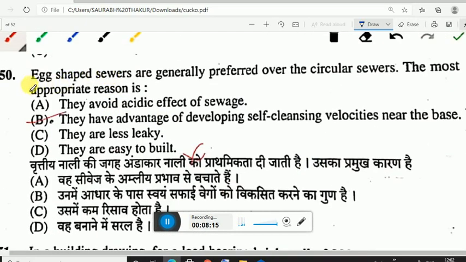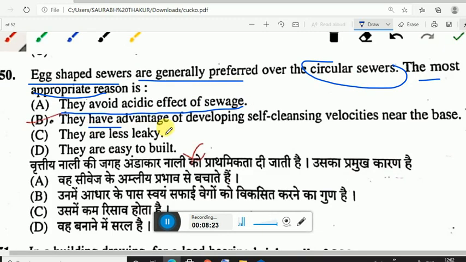Egg-shaped sewers are generally preferred over the circular sewers. The most appropriate reason is they avoid acidic effect of sewage. They have advantage of developing self-cleansing velocity near the base. This would be the advantage of egg-shaped sewers over the circular sewers. Okay.